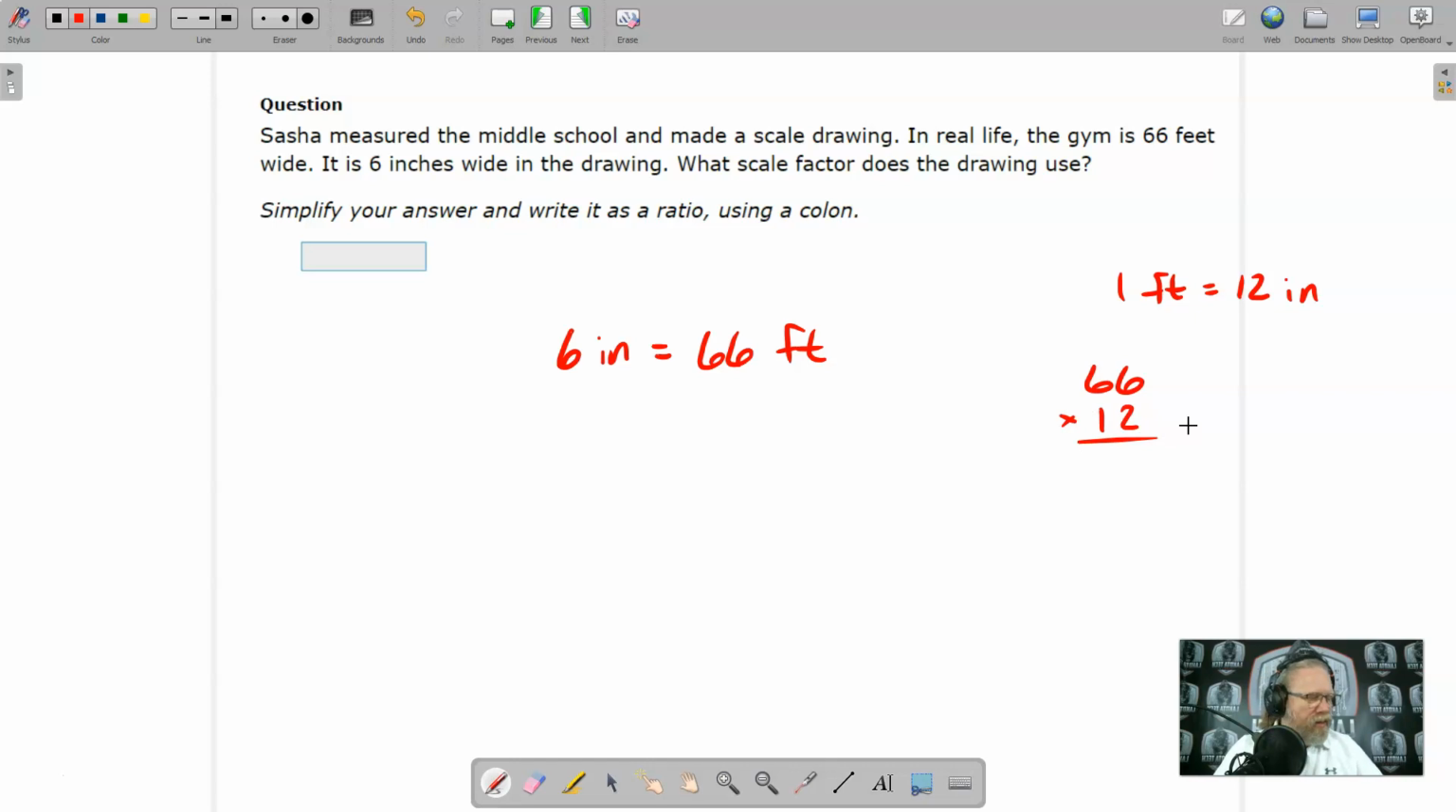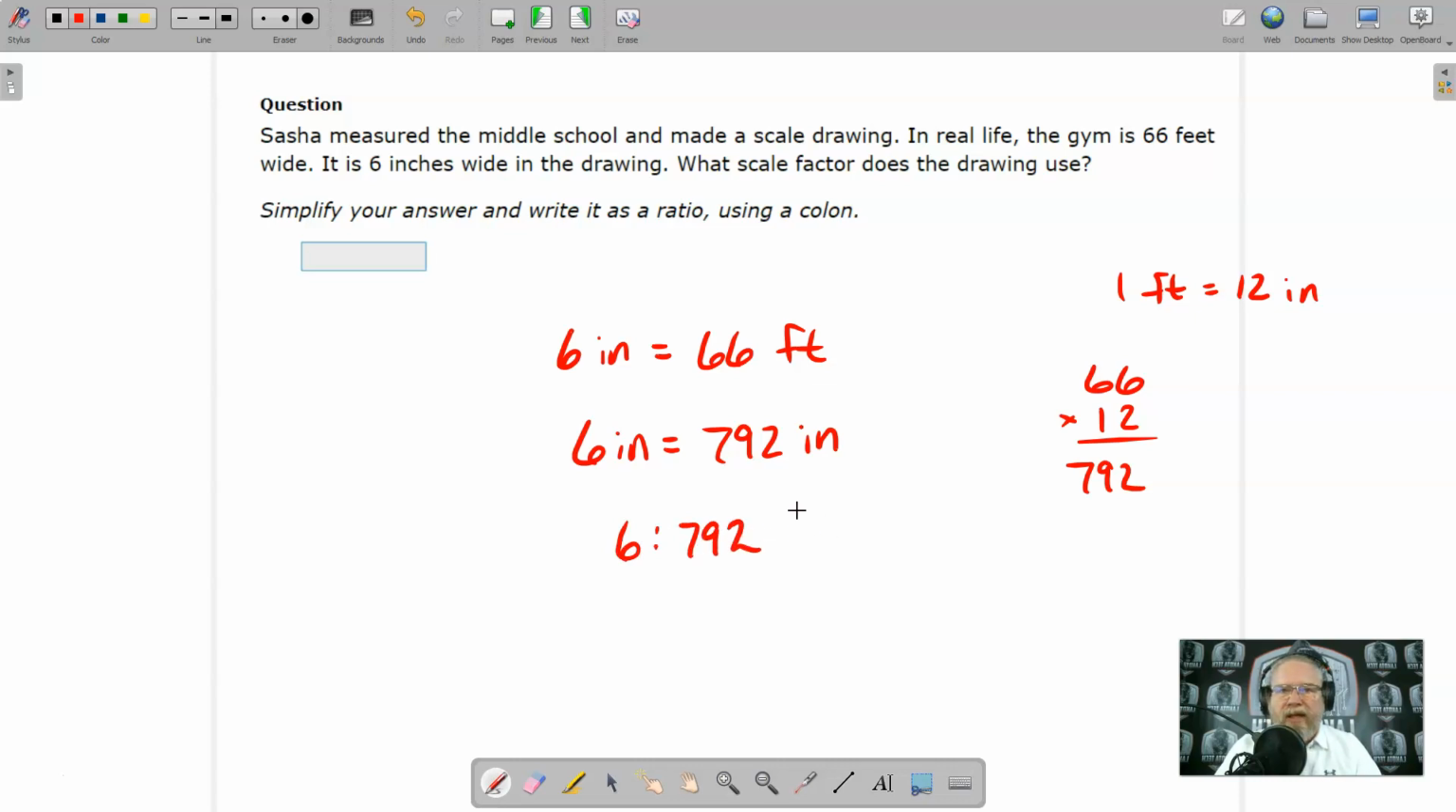And I think just for the fun of it, I'm going to use a calculator this time. Save time. 66 times 12. 792. So with that said, I end up with 6 inches equals 792 inches. Converted the 66 feet to 792 inches. So I can now write it as 6 is to 792.